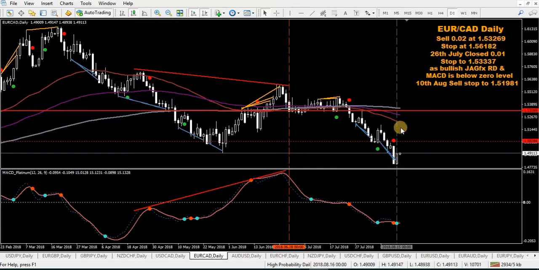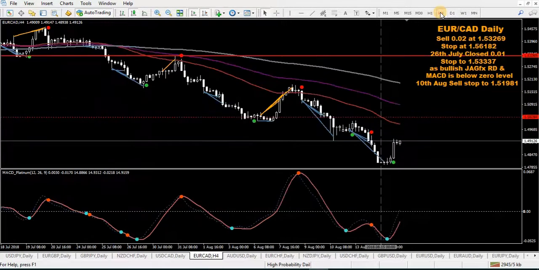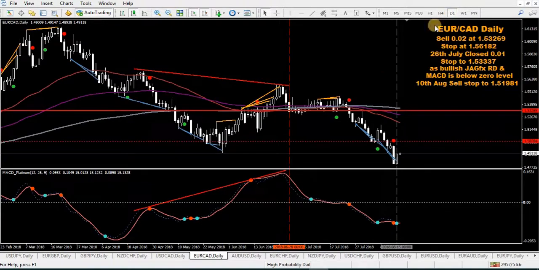Euro CAD, same sort of deal, another blue dot on the MACD platinum below the zero level in a sell trade from back here. Again, price has come down nicely. I've dropped down to the 4-hour chart, looking for a turning point, and I can see it is possibly heading up on the 4-hour, but there's an obvious point there. On the daily it doesn't look like a great spot, but that's where it is. So all I've done is move my stop down to 1.50284 on the Euro CAD sell trade.